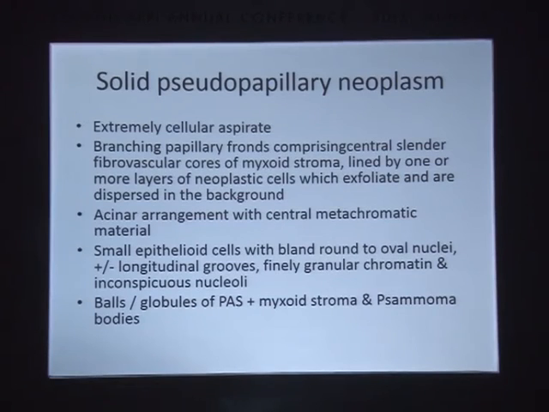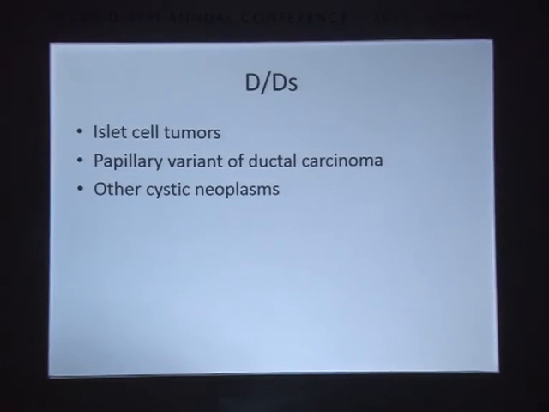Sometimes these tumor cells may show longitudinal grooves, and they may also show inconspicuous nucleoli. And sometimes PAS-positive myxoid stroma and Schmorl bodies also can be seen in these tumors. Differential diagnoses are obviously endocrine tumors, islet cell tumors, and papillary variant of duct carcinomas.